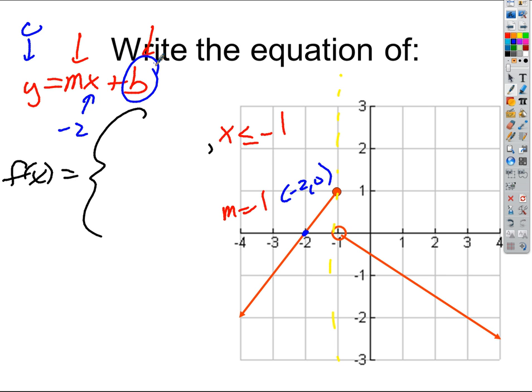What have I accomplished there? I just found the equation of that line, which I would write there, right? Okay, I could do the same thing on the other side. Make sense? Yeah.